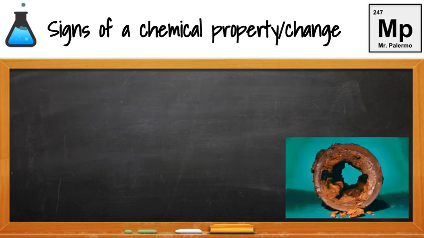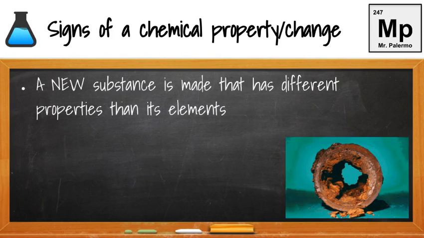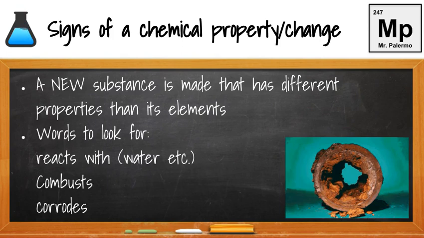And so how do we determine that? What are some signs of a chemical property or change? Well, a new substance is being made that has different properties than its original elements. So some words we can look for in our questions. Reacts with water, etc. Combusts, corrodes, meaning rusts. These are all chemical changes that are going to produce a new substance.